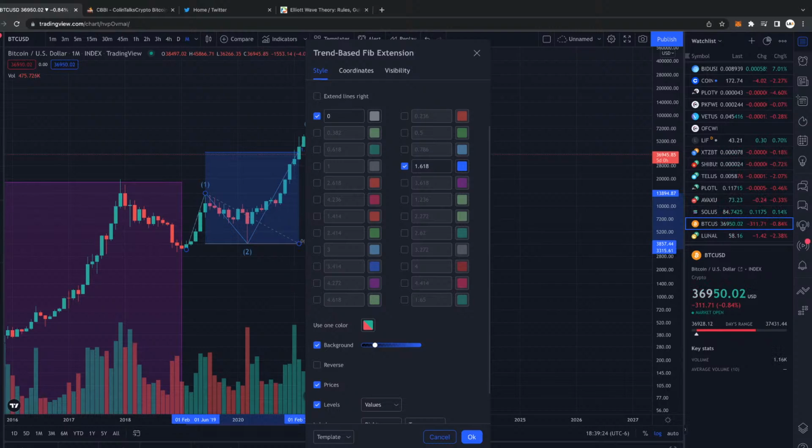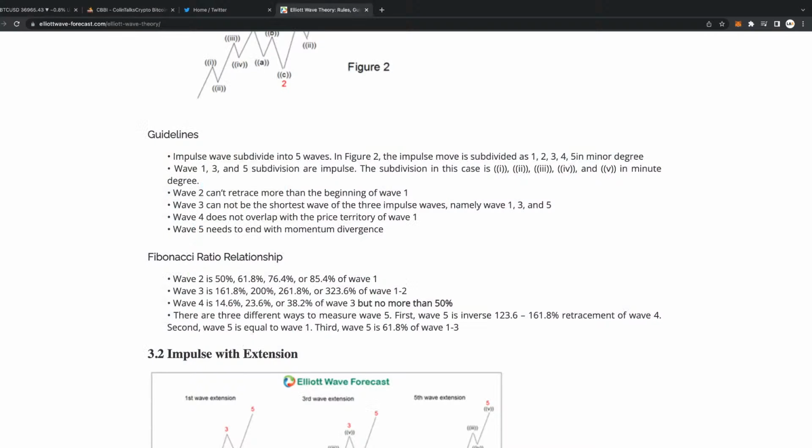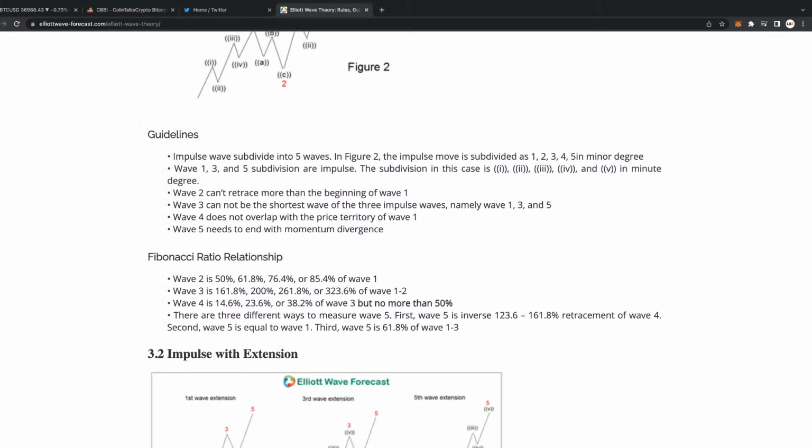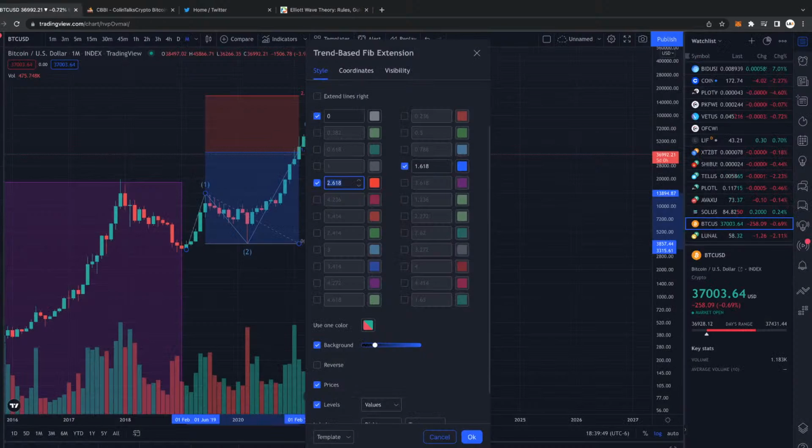I don't have a 200. 161. Let's change this one to 2. And then also 261. Oh, I needed that one. 2.261. Sorry, bear with me, guys. 323.6. 323. 323.6. And then we need 2. Let's just use 4.